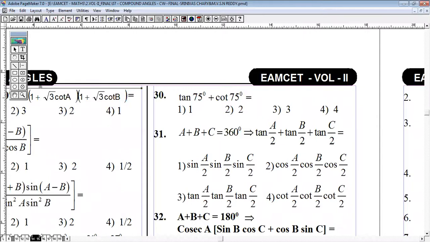We know the result that if A plus B plus C is pi or n pi, what is the result in terms of the tan? Sigma tan A is equal to product of tan A, meaning the sum of the tans is equal to the product of the tans. Which is the answer? Option third: tan A by 2 into tan B by 2 into tan C by 2.